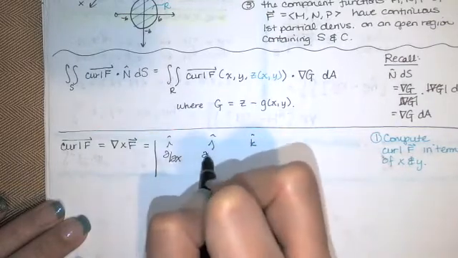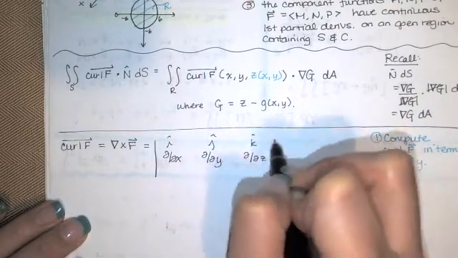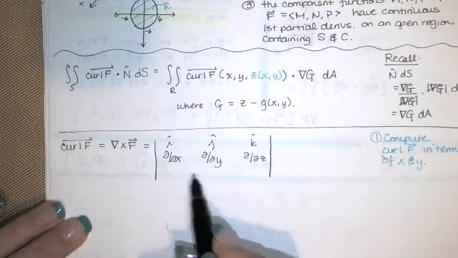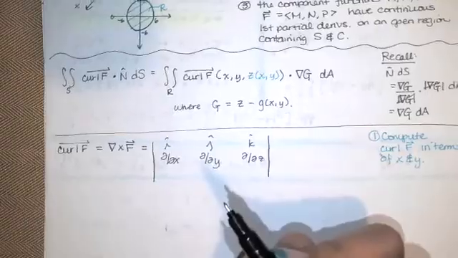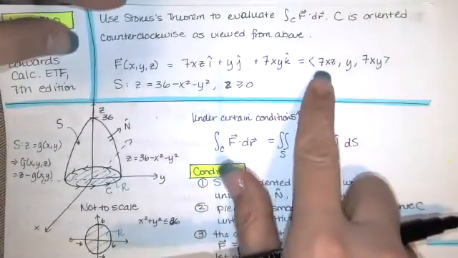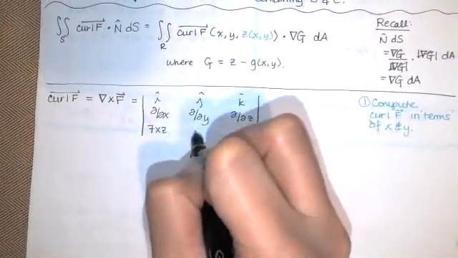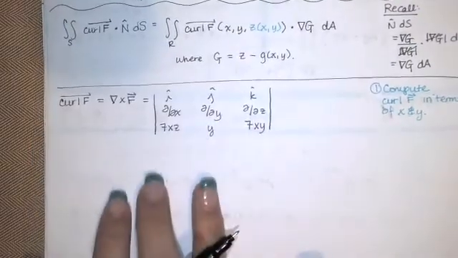So you've got the components of the del operator in the second row of the determinant form of that cross product, and the components of F are down here. Now F had these components for our problem. 7xz was our X component, y was our Y component, and 7xy was our Z component.